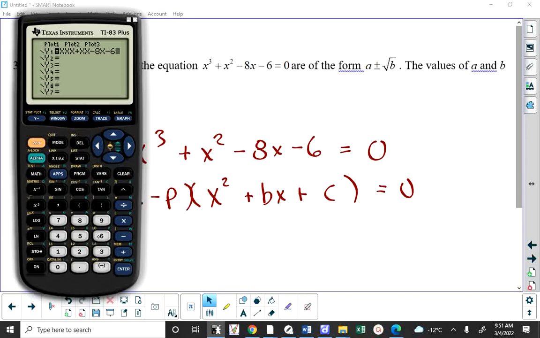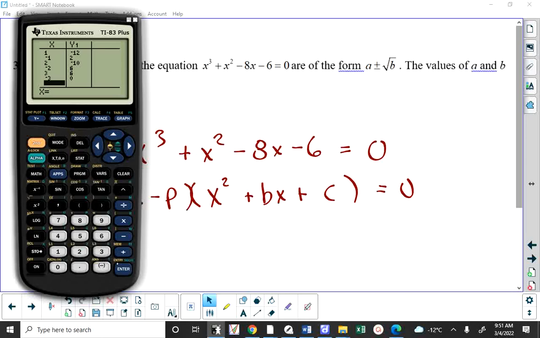x cubed plus x squared minus 8x minus 6. I'm going to set my table up to be on ask mode, Leslie, because I want to put in these potential zeros. So I put in 1. I'm pretty sure 1 doesn't work. -1, it doesn't work. So let's try 2, -2. No, man. 3, -3. There we go, -3.